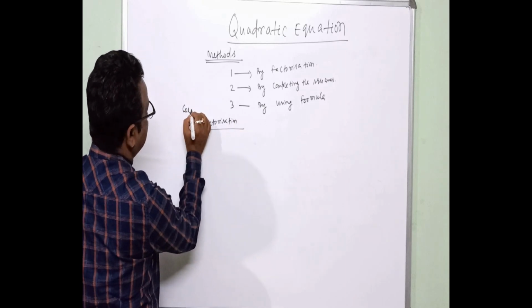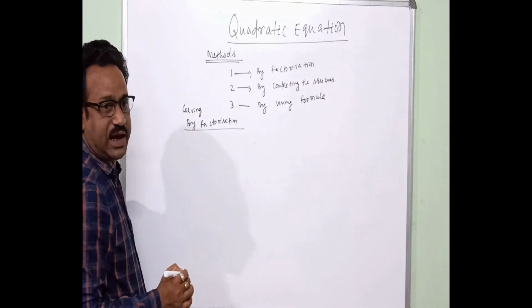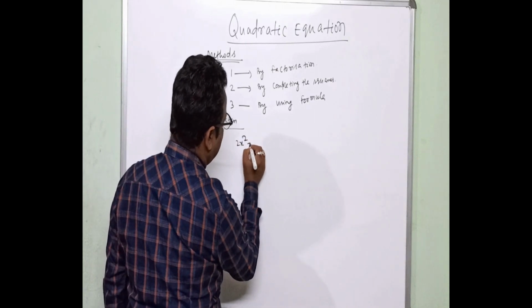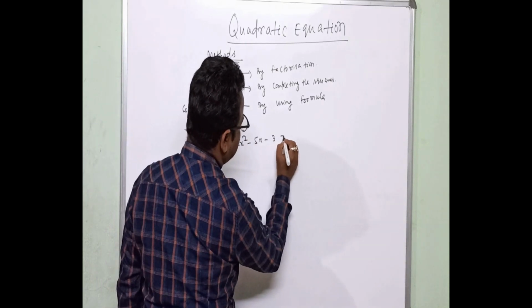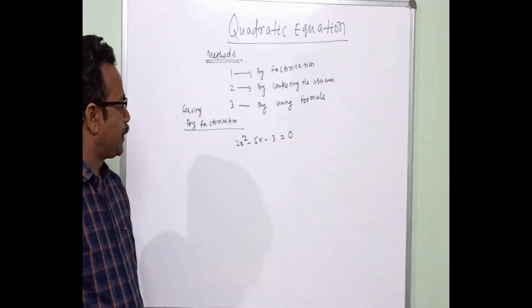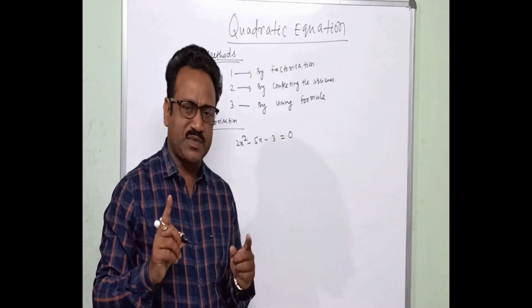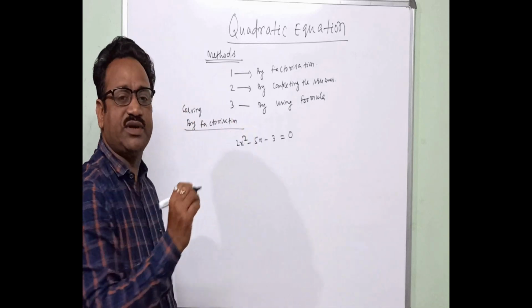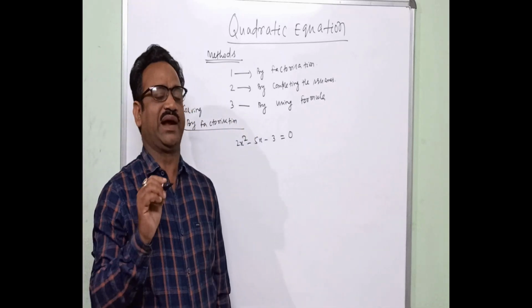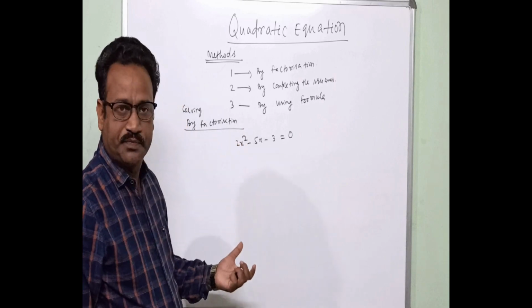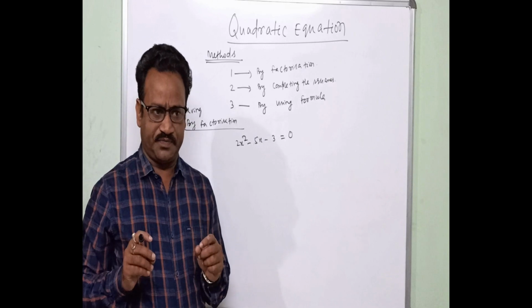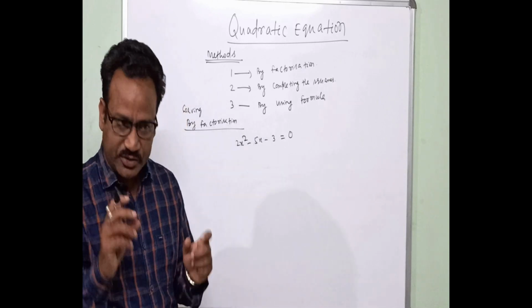Solving by factorization. Now 2x² − 5x − 3 = 0. We have to solve this by the method of factorization. So what will we do? In the method of factorization, generally we split the middle term. That is called middle term factorization.